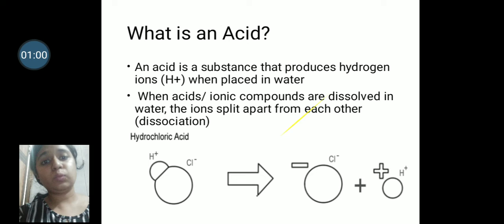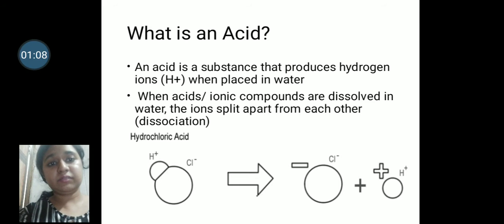So now let's see what an acid is. The substance which produces hydrogen ions is known as an acid. To understand this, we see in this reaction when HCl is added to water, it starts dissolving. The ions split apart from each other and start producing H+ ions. Whenever a substance produces H+ ions, it is known as an acid.